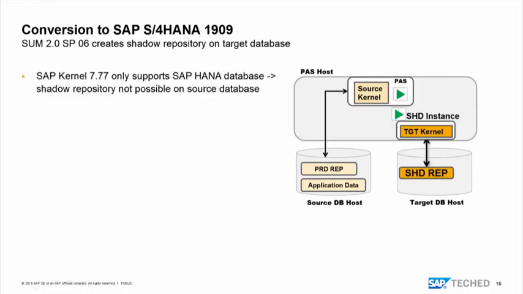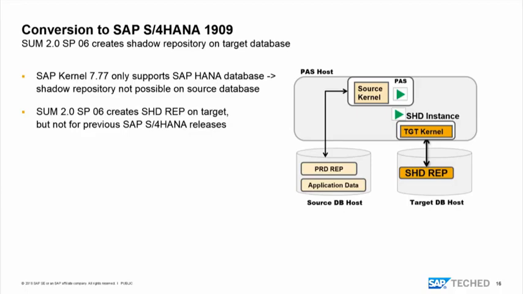What's the reason? Well, again, number juggling. 1909 is using kernel 7.77. This kernel is working only with HANA databases. The shadow instance that is using this kernel is not capable of connecting to the source database, because I've told you the scenario: the source is not yet HANA. So the shadow instance cannot use the shadow repository on the source database. That's why the SUM tool had to create the shadow repository on the target specifically for 1909.